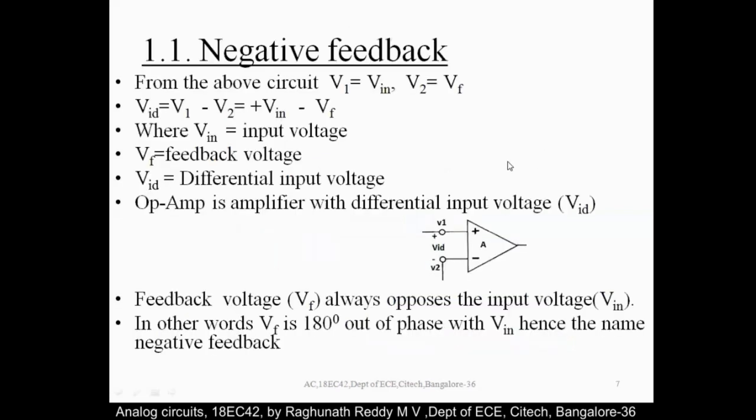Okay, how it acts as a negative feedback. You know from the circuit diagram, V1 equal to V in, V2 equal to VF, VID equal to V1 minus V2, so that V in minus VF. Just to see the polarity, here it is plus, it is minus, so V in is having the positive polarity, VF having the negative polarity, so there is a 180-degree phase shift between VF and V in. We can say that VF always opposes the input voltage, hence it is called negative feedback.